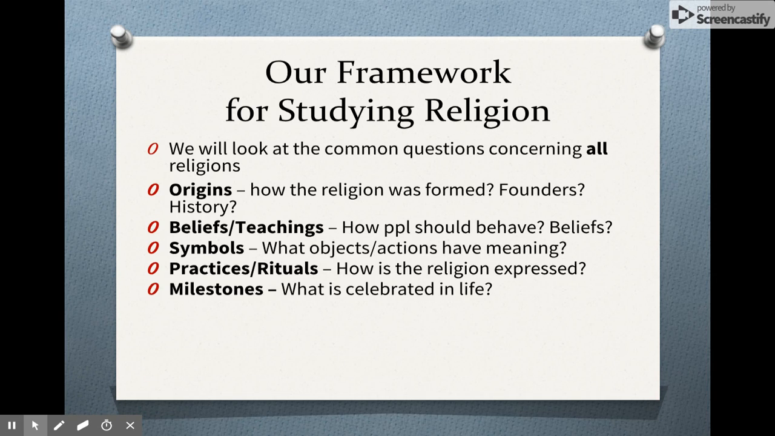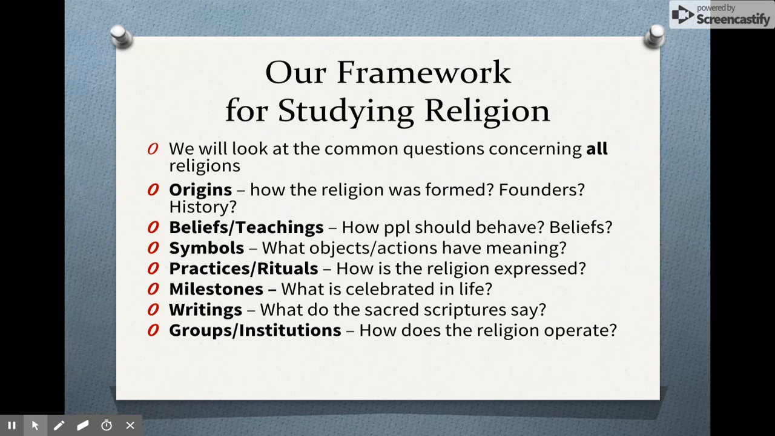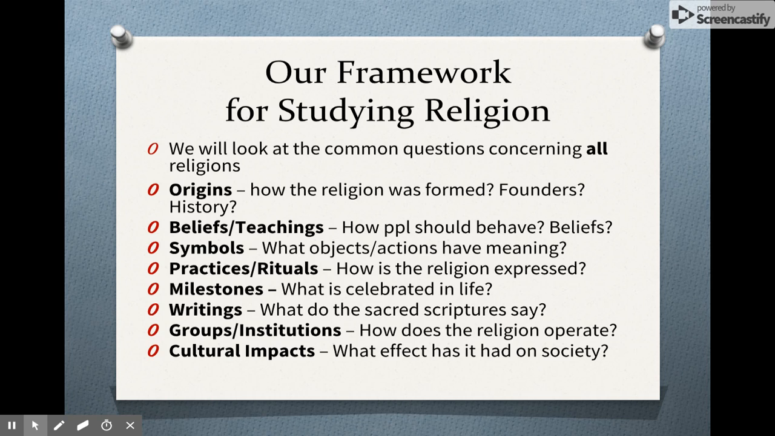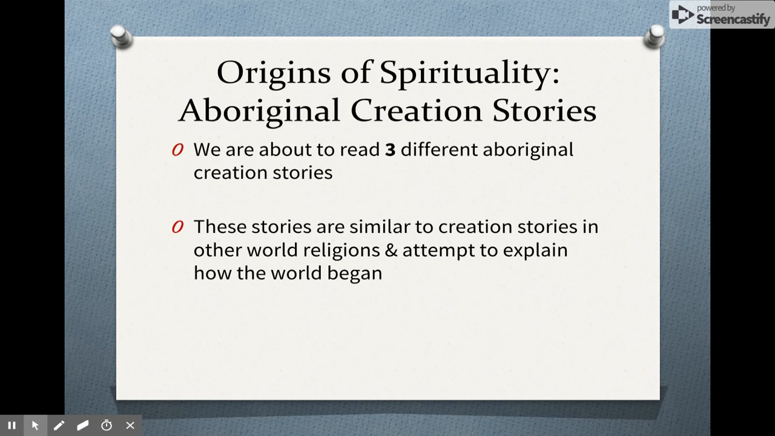Milestones. What is celebrated in life? What milestones do people celebrate? Writings. What do the sacred scriptures say? And we'll do a little bit of text analysis there and find out what the major verses or sayings are in these religions. And then we'll look at groups and institutions. So how does the religion actually operate? What is the hierarchy? What are the major groups involved? Are there institutions, buildings, organizations that are involved in the religion? And cultural impacts. So what effect does it have on society? What effect does this religion have on culture and the society at large?